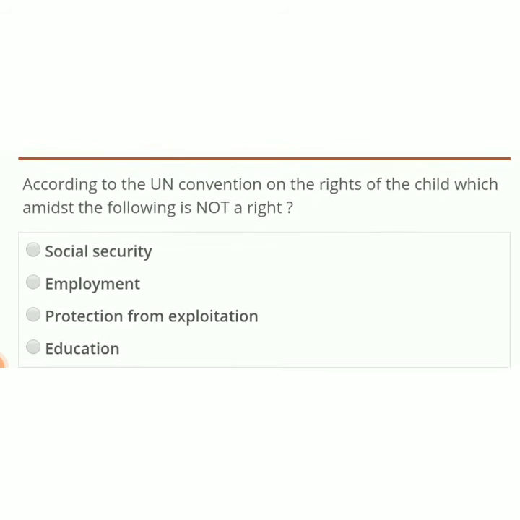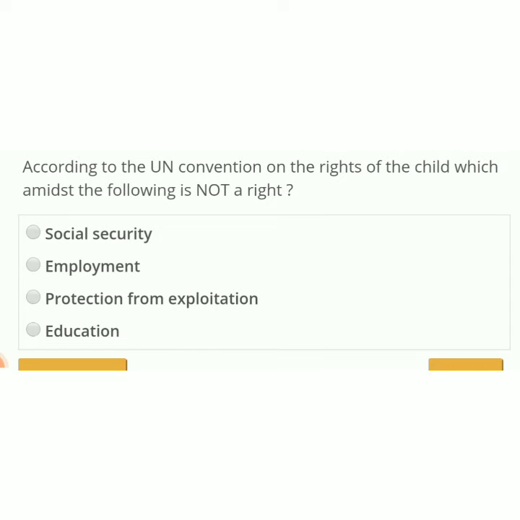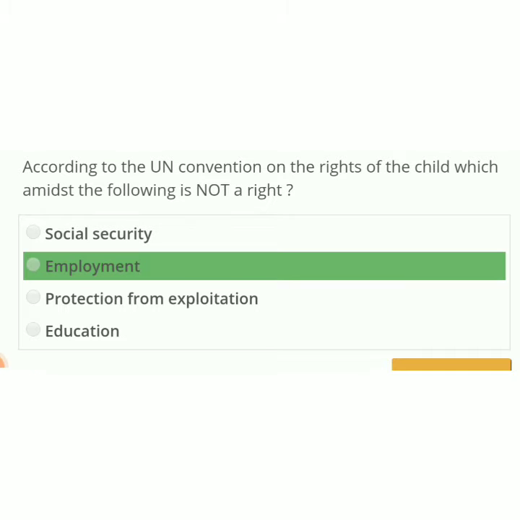Next question. According to the UN Convention on the Rights of the Child, which amongst the following is not a right? The options are social security, employment, protection from exploitation, education. The correct answer is employment.